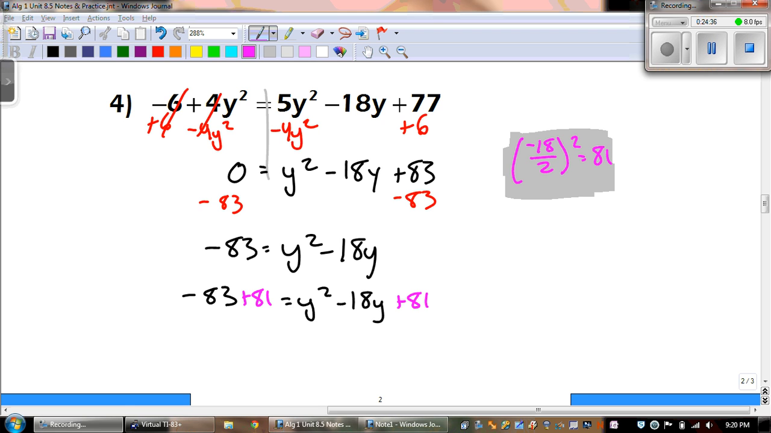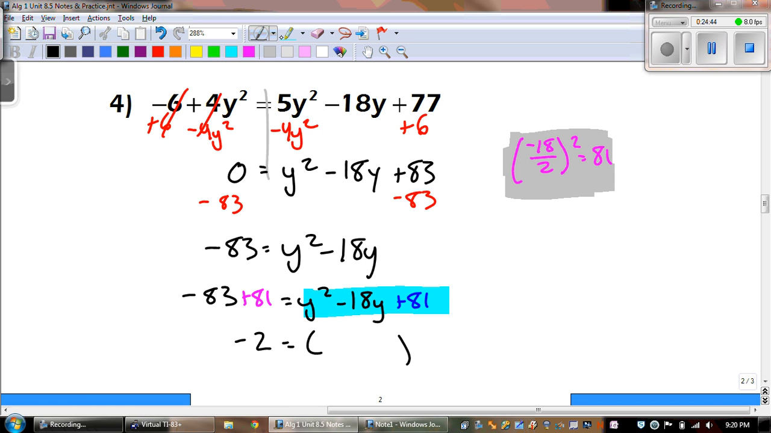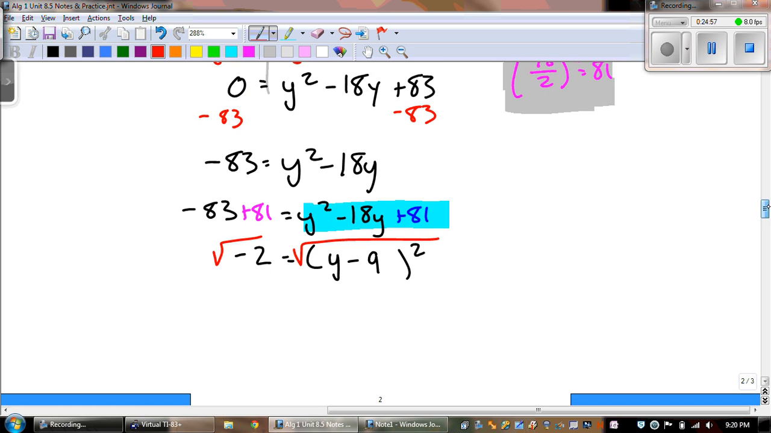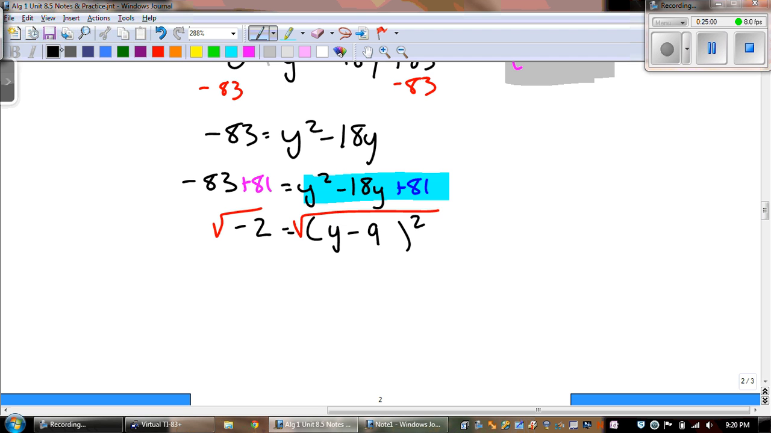On the left-hand side, we're going to combine those two, and we get negative 2 equals, and we need to factor the blue. And that ends up being y minus 9 squared. And now we're going to solve by using the inverses by SADMAP. Take the square root of both sides. Ooh, square rooting a negative, can we do that? Nope. So y equals no real solution.